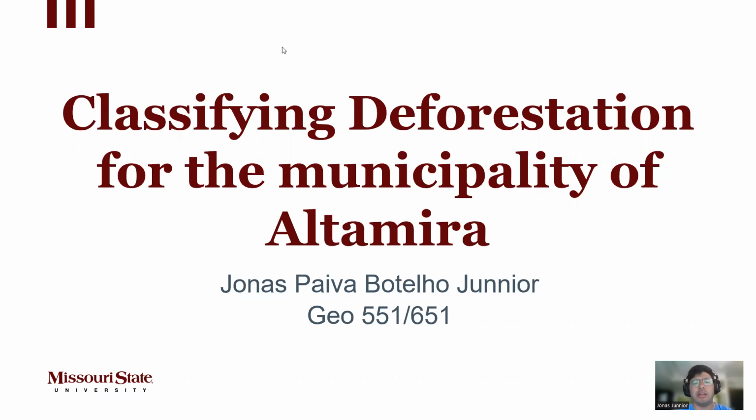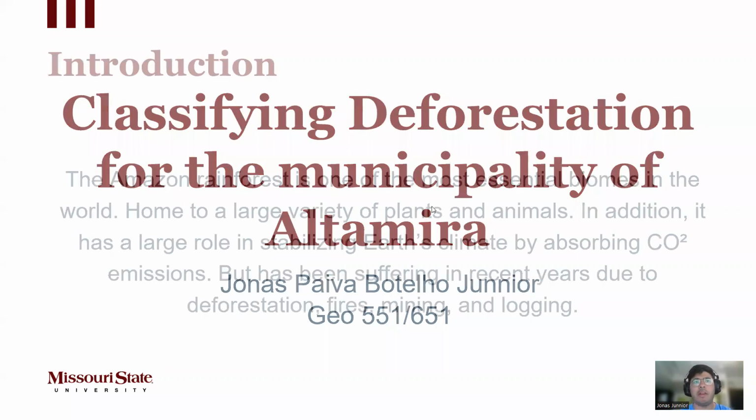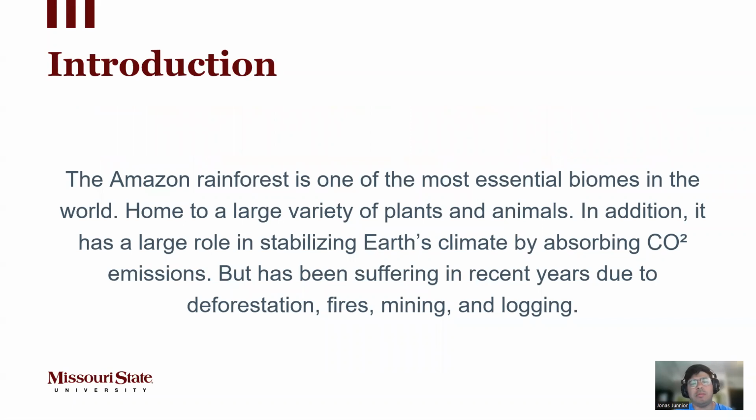To start, I'm going to give you a little bit of context over the region that we're going to be looking at. First of all, this municipality is inside the Amazon rainforest, which is one of the most essential biomes in the world and home to a large variety of plants and animals. In addition, it has a large role in stabilizing Earth's climate by absorbing carbon dioxide emissions. But in recent years, it has been shrinking due to deforestation, fires, mining, and logging.